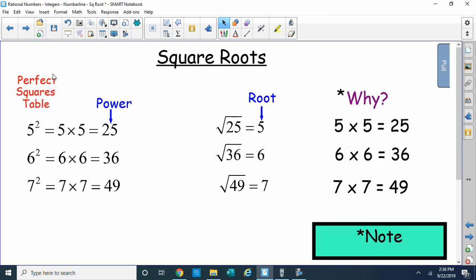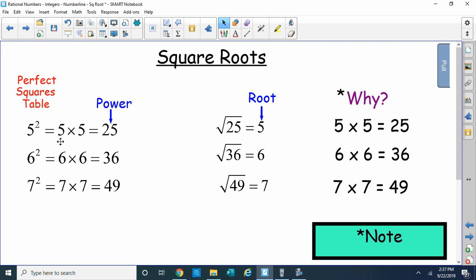Square roots. Remember I mentioned 5 to the second power was called 5 squared, and that's to the exponent of 2. And this is a perfect square column, where you're taking 5 squared, 6 squared, 7 squared, and we're expanding like we just did a moment ago, 5 times 5, which equals 25, and the answer is called the power.